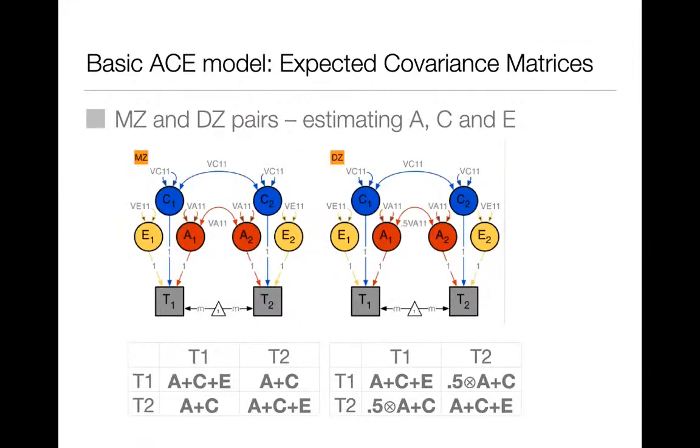So this is what the basic ACE model looks like in terms of a path diagram, which we can then translate into expected variances and covariances using the rules of path analysis explained earlier. The idea here is to use data from the relationships between members of MZ and DZ twin pairs to infer the role of genes and environment, in this case, operationalized as A, C, and E.